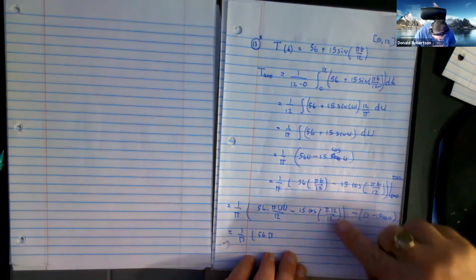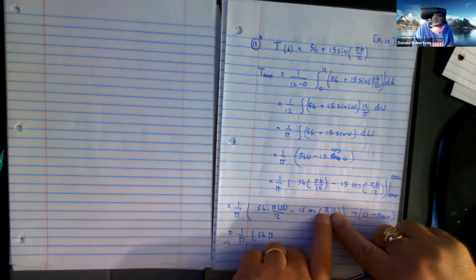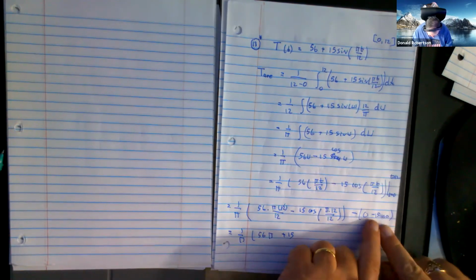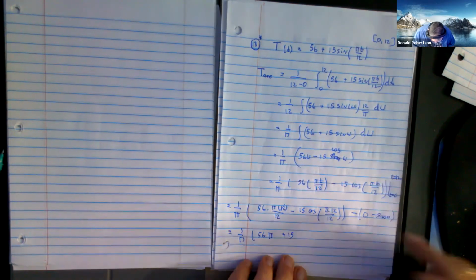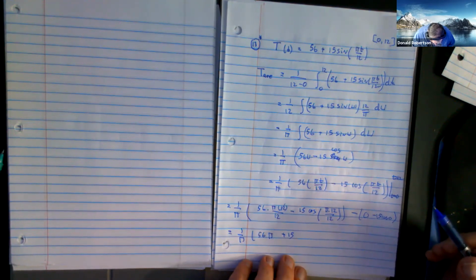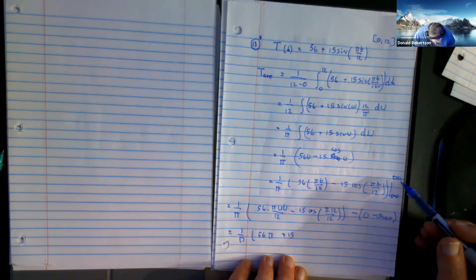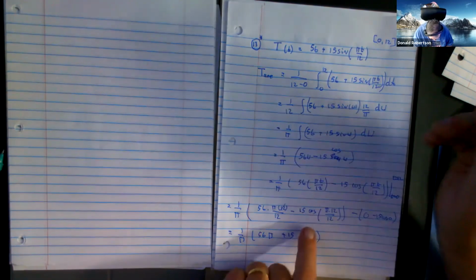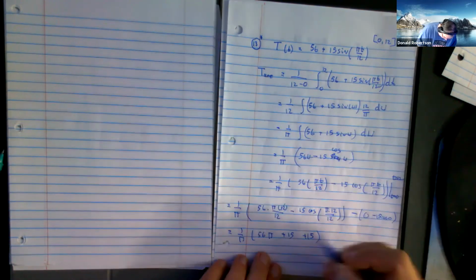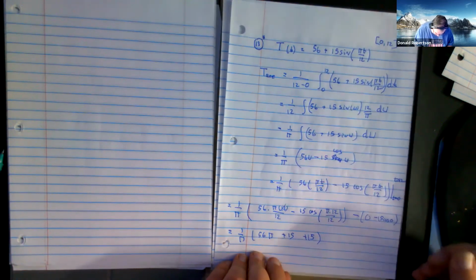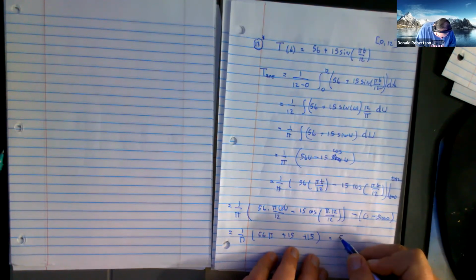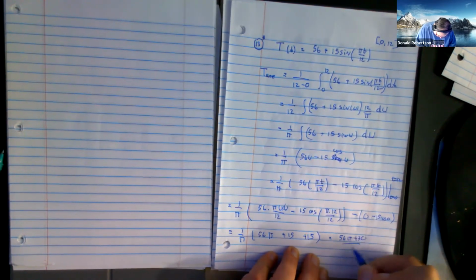What does this guy give you? It gives you negative 15 cosine of pi, negative 15 negative ones, it gives you plus 15. And what does this guy give you? Check my signs here. Gives you, it's like another 15. Check this one. Yeah. And so it looks like I get 56 pi plus 30 over pi.